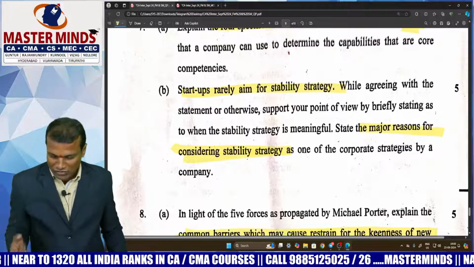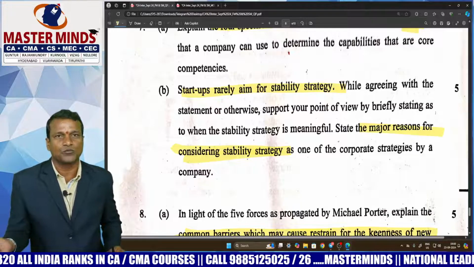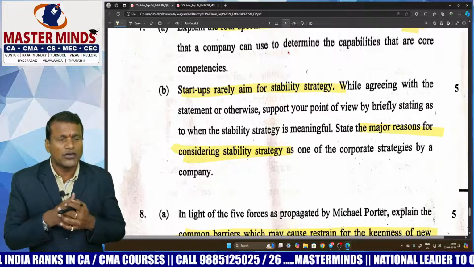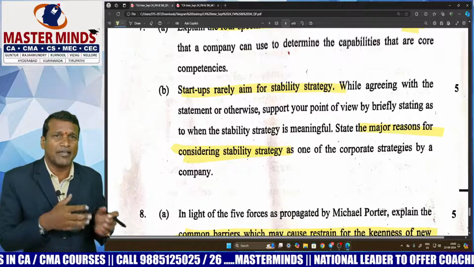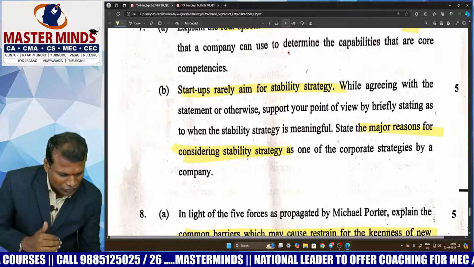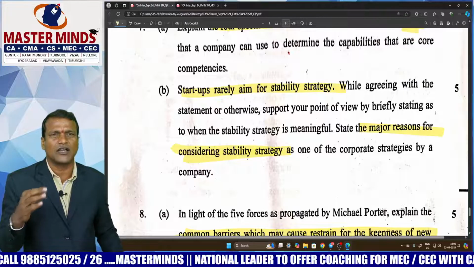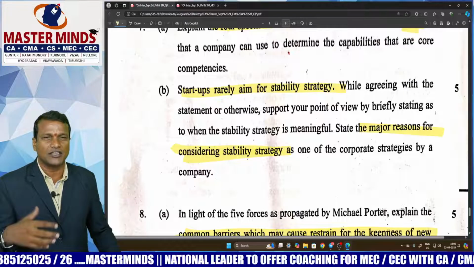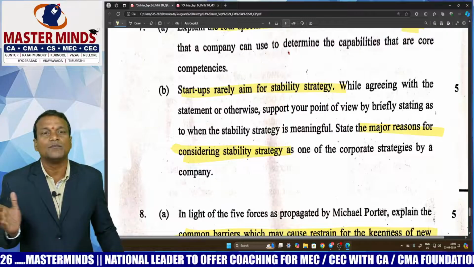Now come to question number 7b. Look at the interesting statement he's starting with. Startups rarely aim for stability strategy. Because startups will be having no profits at all. How can they remain in a situation where there is no profits? Now he's straight away asking that question. What are the major reasons for a company to select stability strategy? There are 4 to 5 reasons. Question carries 5 marks. It's a straightforward theory question.